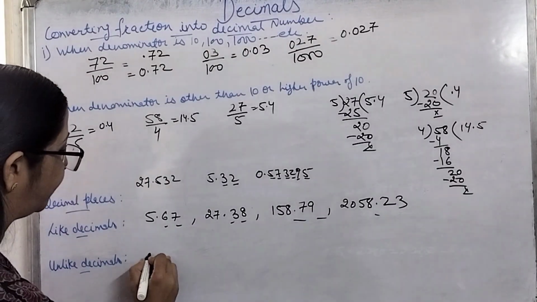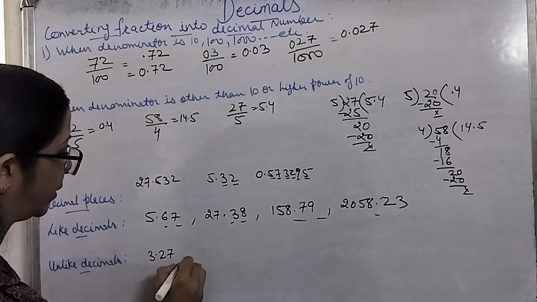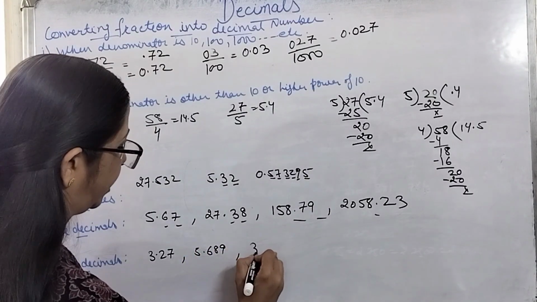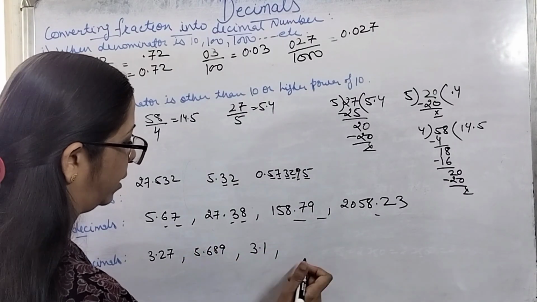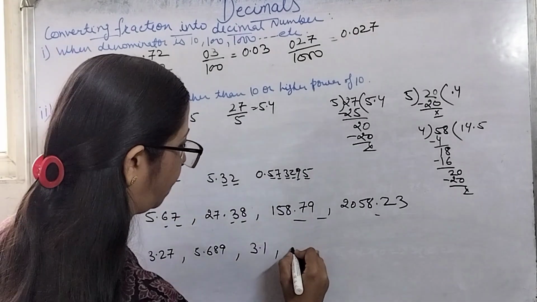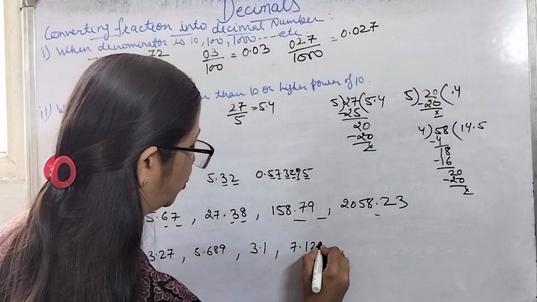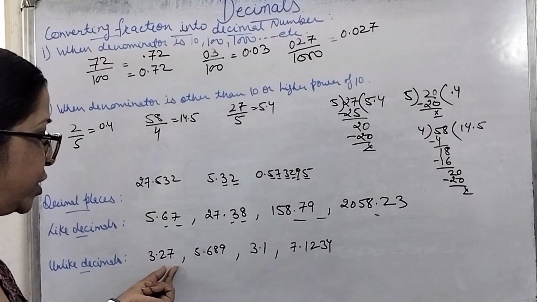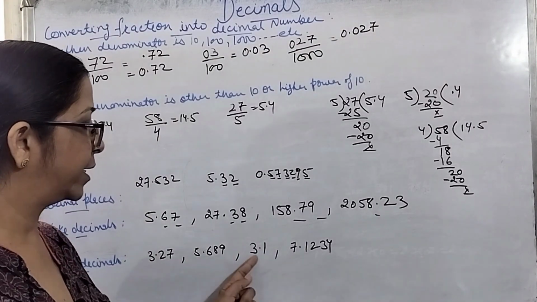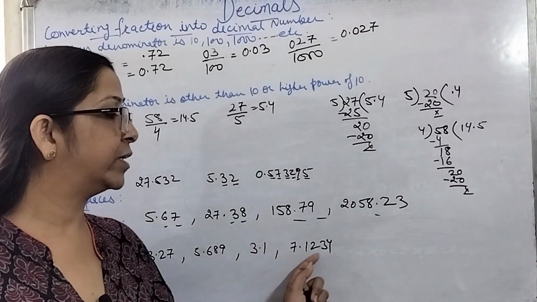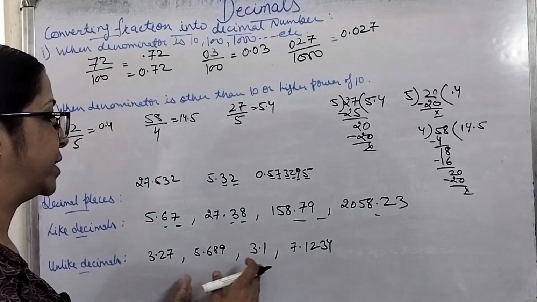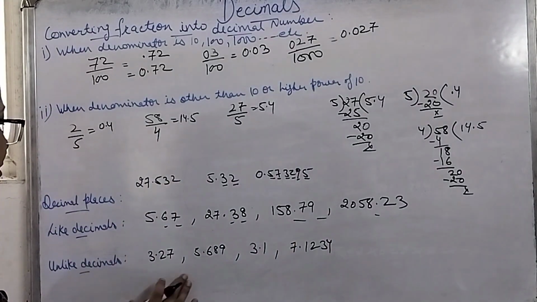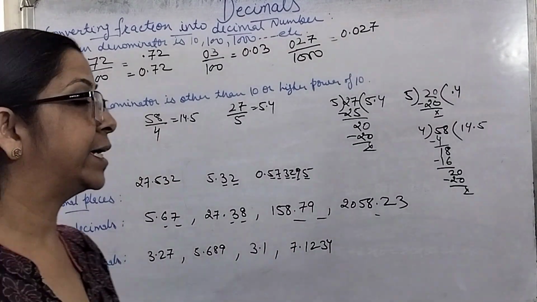An example could be 3.27, 5.689, 3.1, 7.1234. If these are the numbers over here, we can see after the decimal there are 2 digits, here after the decimal 3 digits, here after the decimal 1 digit, here after the decimal 4 digits. So the decimal places in all the decimal numbers are different. So we will be saying that these decimal numbers are unlike decimals.